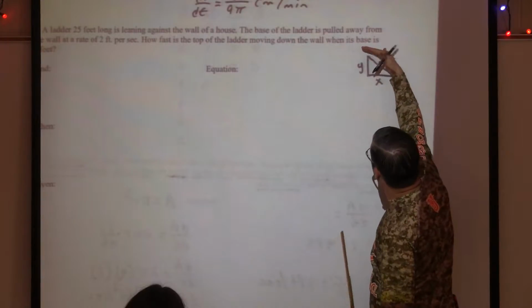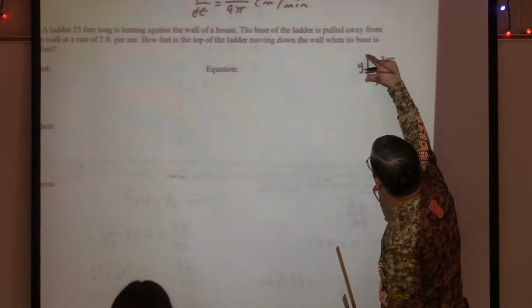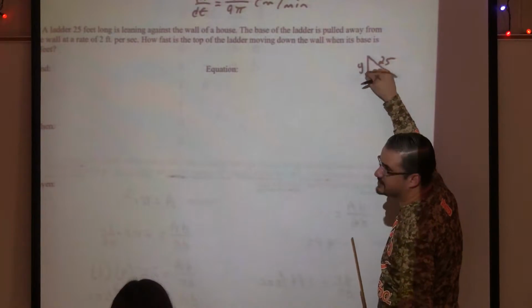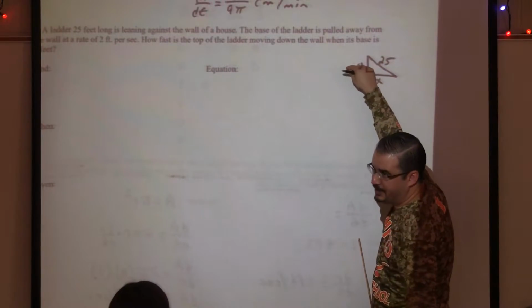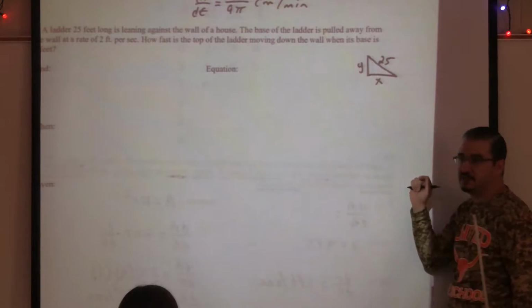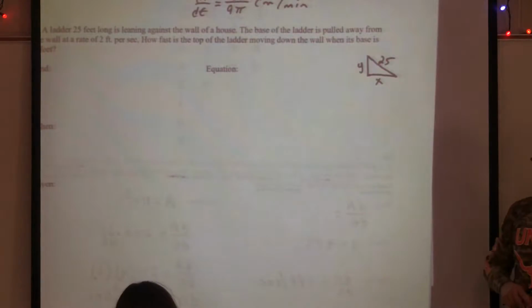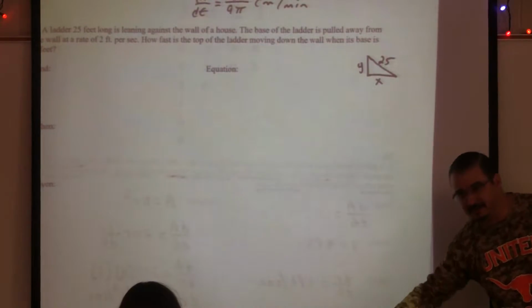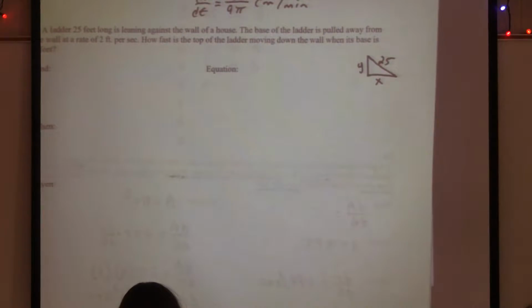What's happening to this distance right here, this length? It's decreasing. So when I find the rate of change for that one, for the height, it should be a negative, right? Because the height is decreasing over time. All right, cool.